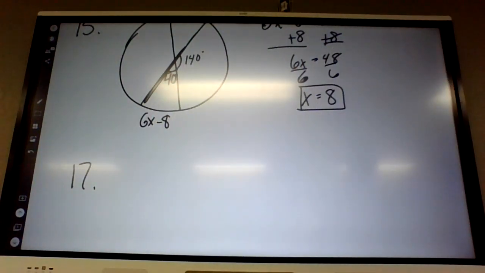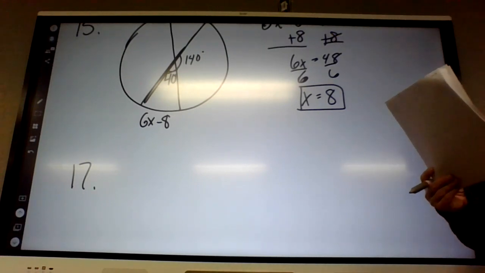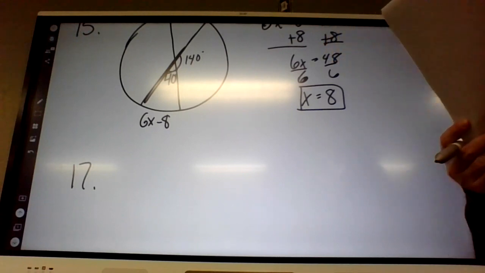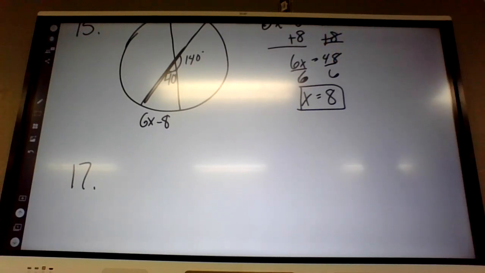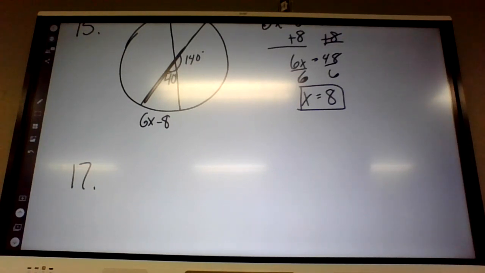Okay, number 17. Find the measure of the arc or central angle indicated. All right, so Ava, you're doing arc WV. This one might be tricky too. Okay, so wait, I don't know how to set it up. Yeah, it's kind of something there.